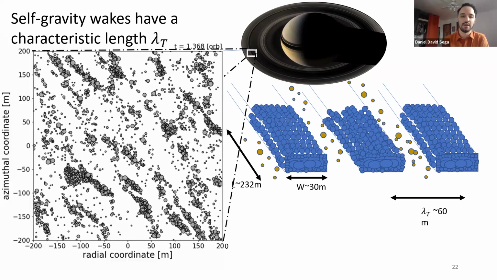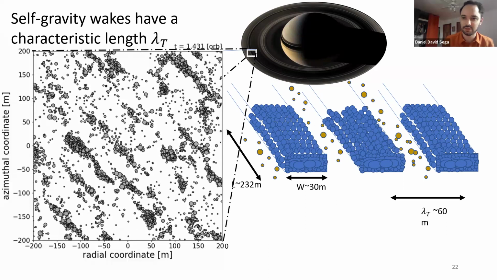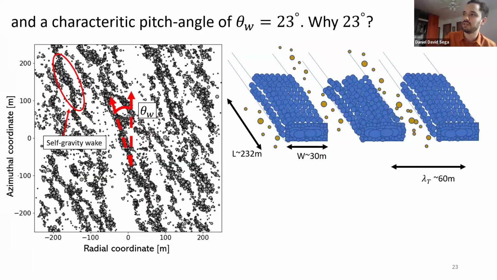And these simulations are very complicated. So we still see that there's this coherent orientation, but really, why 23 degrees? Right? Why exactly that orientation?